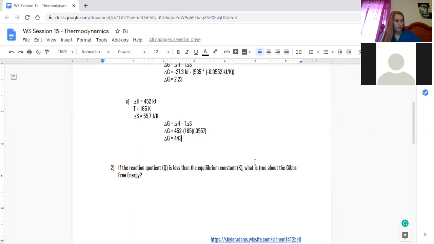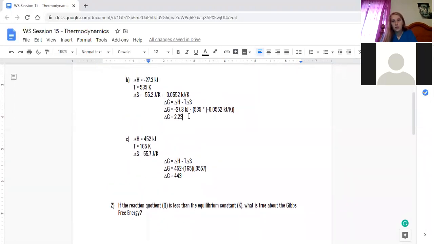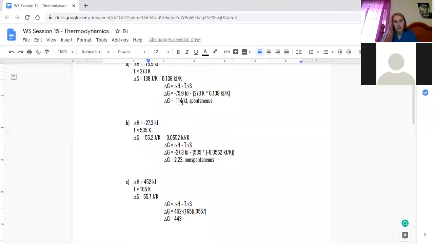Oh yes, and I forgot about this part. So is B here going to be spontaneous or non-spontaneous? Non-spontaneous, perfect. And that's because this is positive. Delta G is positive, it's non-spontaneous. If it's negative, it's spontaneous. So that's going to make this one, because it's also positive, also non-spontaneous.